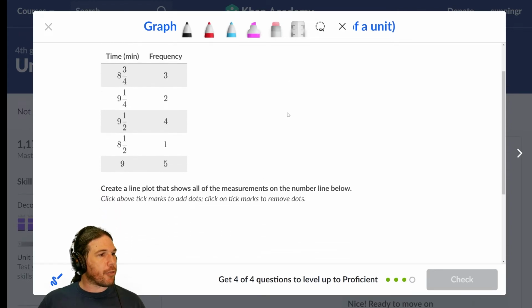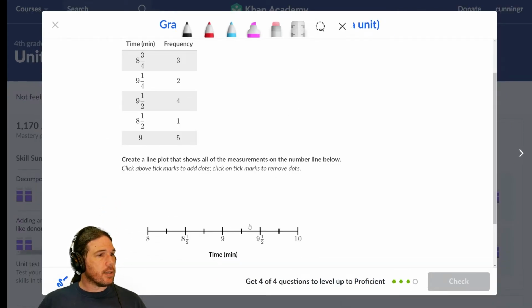So 8 3/4 is in between 8 1/2 and 9. 9 1/4. So it seems like each of these tick marks is a fourth this time, not an eighth. So this is 8 1/4, 2/4, 3/4, 9. 9 1/4 would be right here. 9 1/2 is here. 8 1/2 is here. And then 9. I think that's all of them.